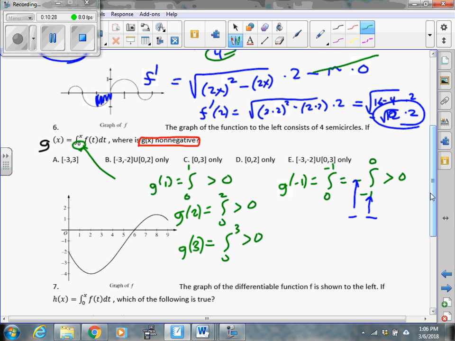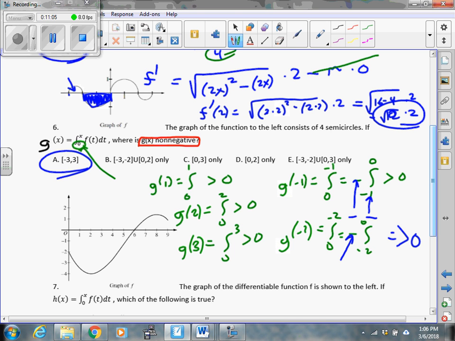Same thing's going to be true for G(-2). You've got 0 to -2, but you're going to switch it. But if you switch it, you're still getting the area from -2 to 0. That's all this area. That's negative, but it's got a negative in front, so it becomes greater than 0 again. And again, if you add the -3, this part right here is actually going to be negative. But this is all positive. That's negative. Therefore, the whole thing is positive. So the answer is every number worked. They all give me non-negative numbers.